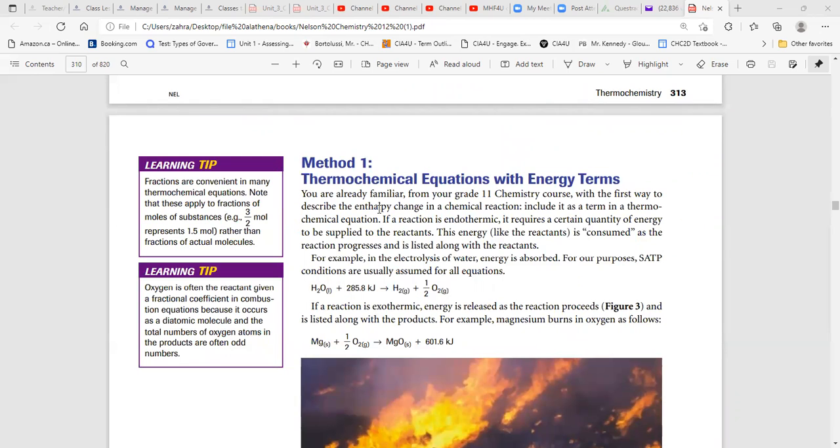So here it is again, just to explain it. The thermochemical equation with an energy term means the energy term is inside. Here the energy absorbed is on the left side, the reactant side. Your energy released is going to be on the product side.